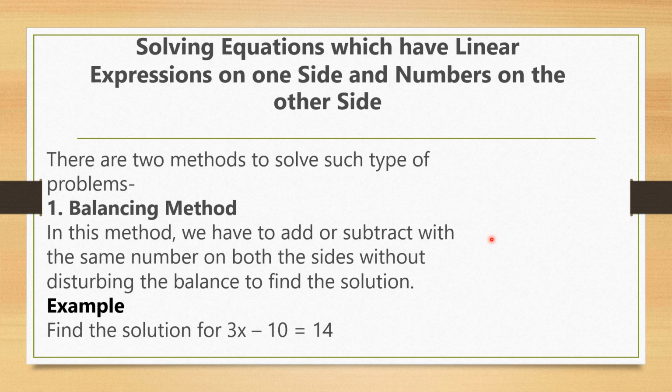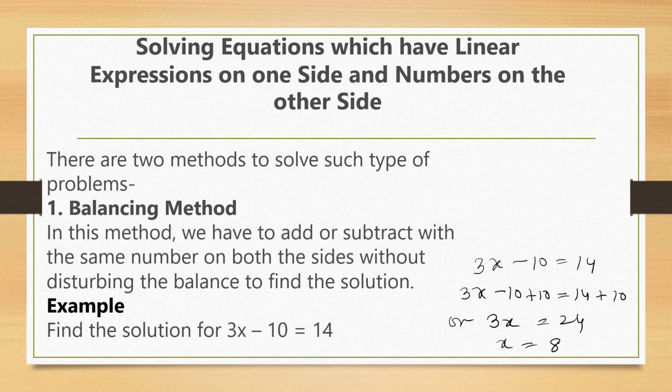Example is 3x minus 10 equals 14. In this case, we will add plus 10 on both the sides. So in this case, 3x equals 24, x equals 8.